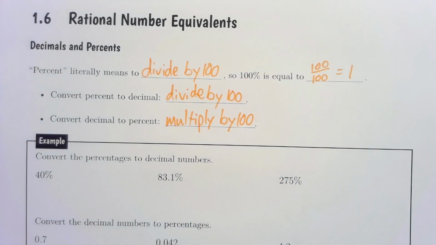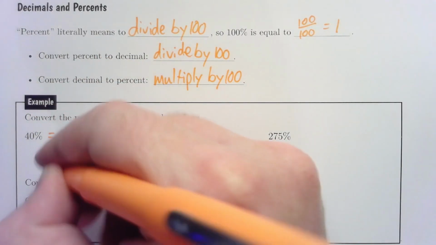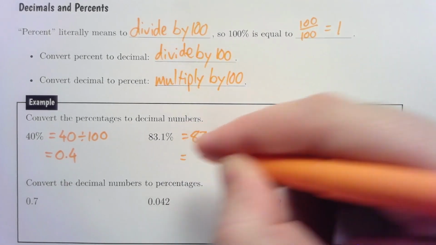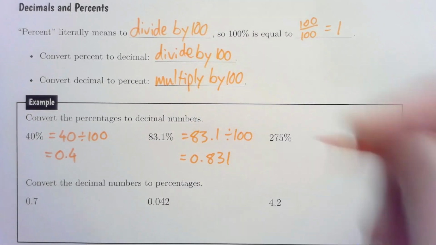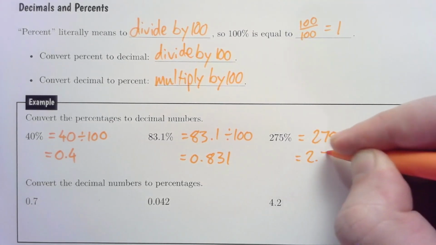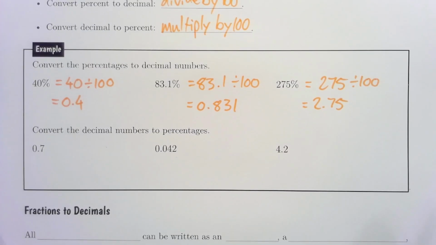So as some examples, 40% is the same as 40 divided by 100, which is 0.4. 83.1% is the same as 83.1 divided by 100, or 0.831. And 275% is equal to 275 divided by 100, which is 2.75. Notice in that last example, our percentage was over 100%. That means that our decimal is over 1. That's a good benchmark to use to make sure our answers make sense.